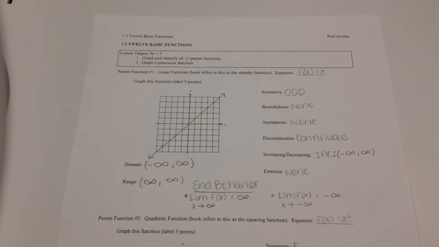f of x equals x. First you find the symmetry, and for this function, it's odd. Next, we find the boundaries. Since this is linear, there are no bounds. Since this is a linear function, there are no asymptotes, and the discontinuity is continuous because we drew the function without picking up our pencil.